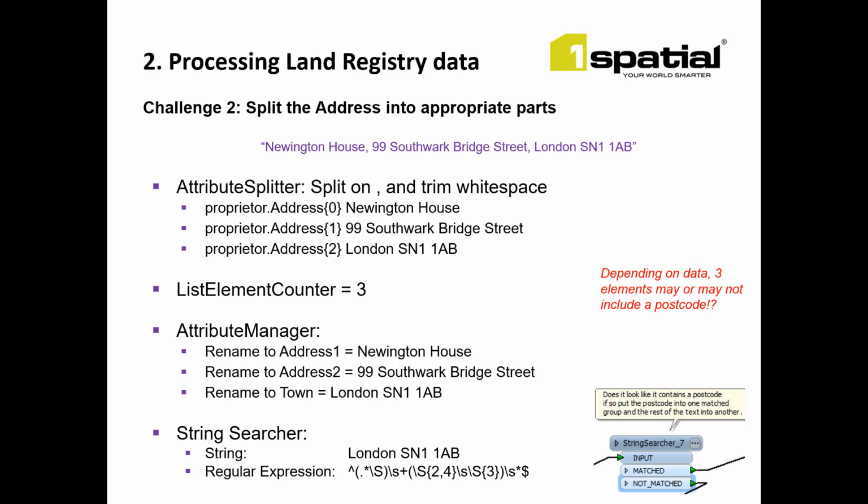However, some data in the 3rd address element, town, also contained a postcode. So not just the town. This was a problem because we wanted that to go in another field, a separate field called postcode. To tackle this, we used a string searcher transformer and some regex to look for the existence of a postcode string of letters and digits in the town field. And if we found one, then we split it to put the first part in the town field and the second part in the postcode field. And that solved it.